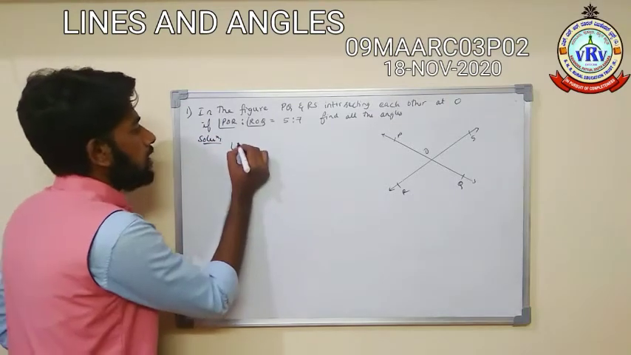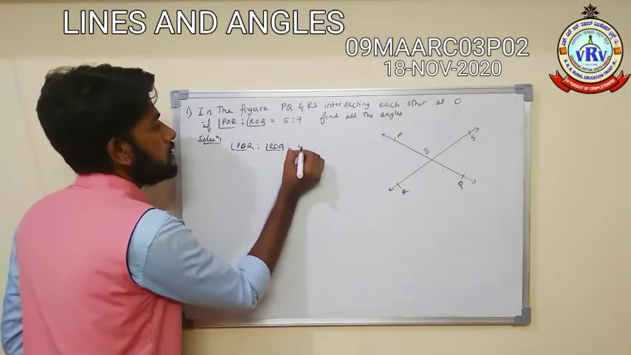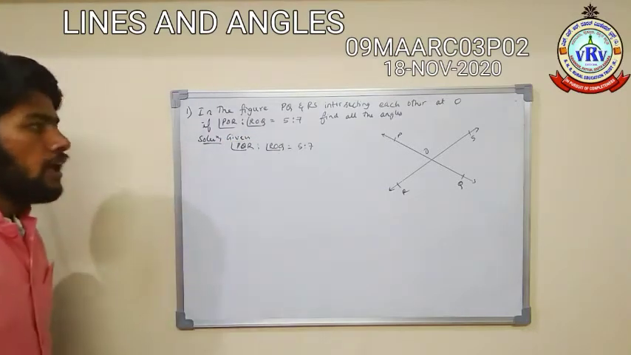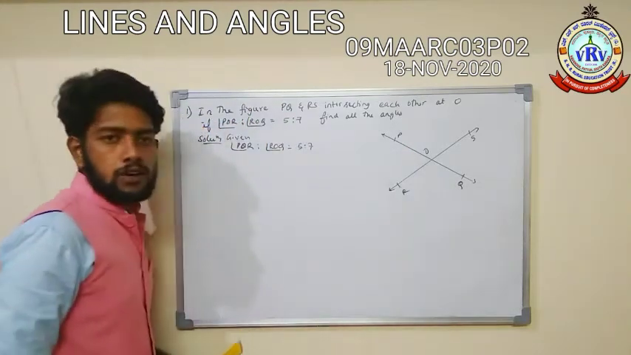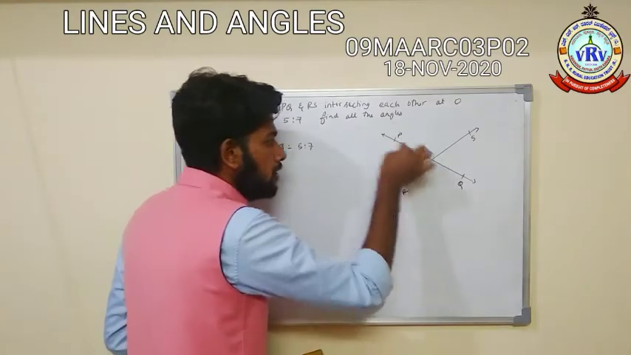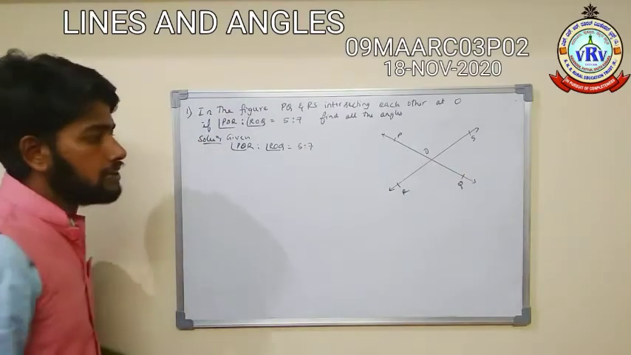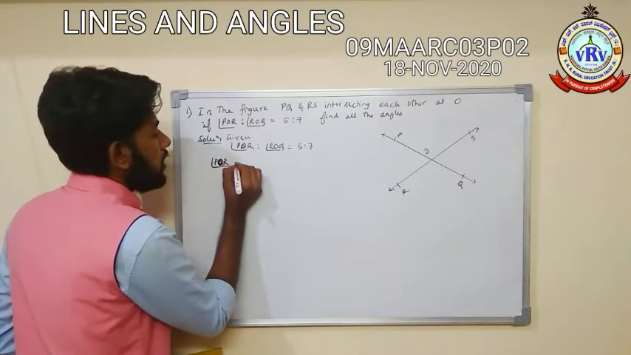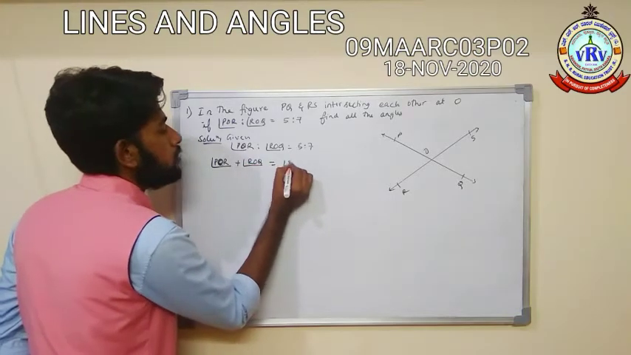They are given angle POR to ROQ is equal to 5:7. This is the given thing. And we know POR and ROQ are a linear pair of angles. If we add those two angles, their sum is equal to 180 degrees, because PQ is a line and OR is a ray standing on a line. Using the axiom, we can tell angle POR plus angle ROQ is equal to 180 degrees.